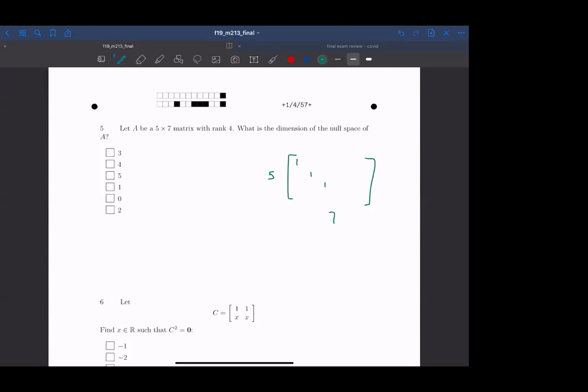So if it's a 5x7 matrix and it's rank 4, that means I'm going to have 4 pivots, and I don't know exactly where they'll be, but I'm going to write them out like this. So my matrix looks like this, and then I have another row of all zeros. I have no idea what happens in these other spots.